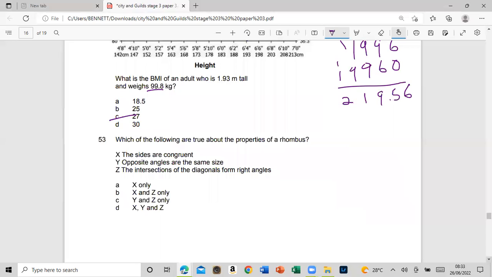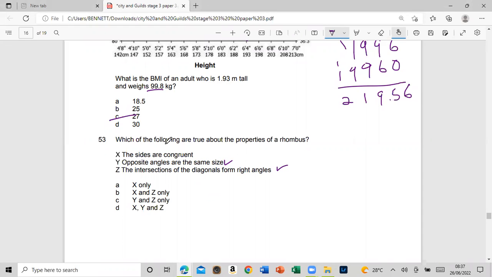All right, which of the following are true about the properties of a rhombus? X, the sides are congruent. Y, the opposite angles are the same. Z, the intersection of the diagonals forms right angles. So which of the following are true? The sides are congruent, I said this is true, and the intersection of the diagonals.